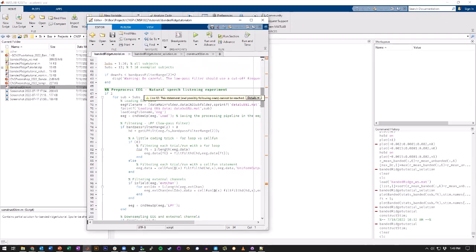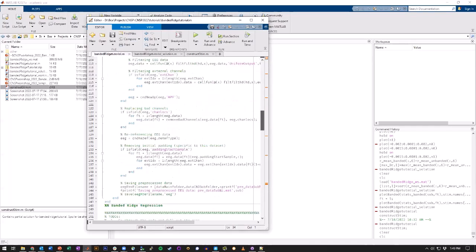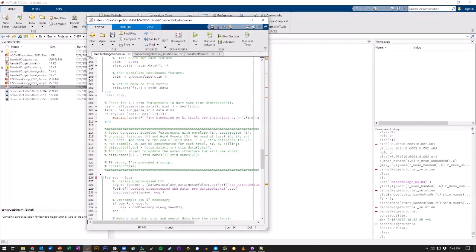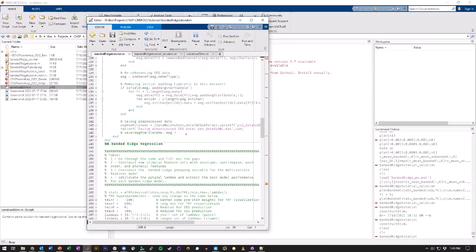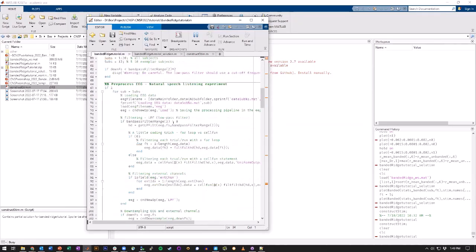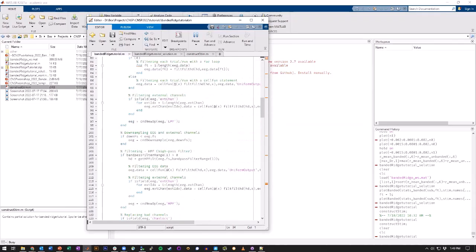But the first thing I want you to do when you open this script, banded ridge tutorial, is go all the way down to line 226 and set a breakpoint and press run. It'll just stop there when it's ready. It'll load everything up. But mostly what it'll be doing is pre-processing.